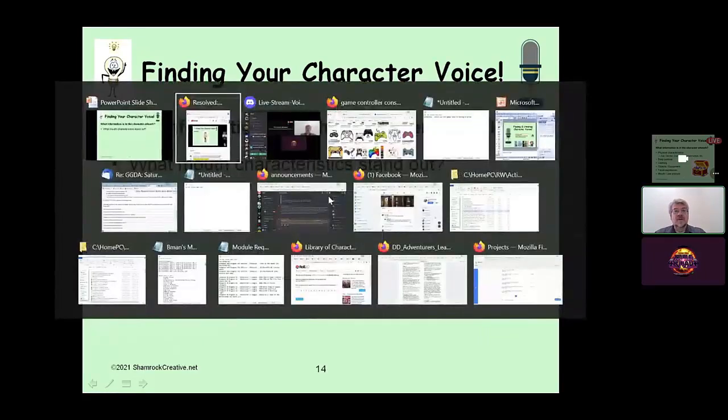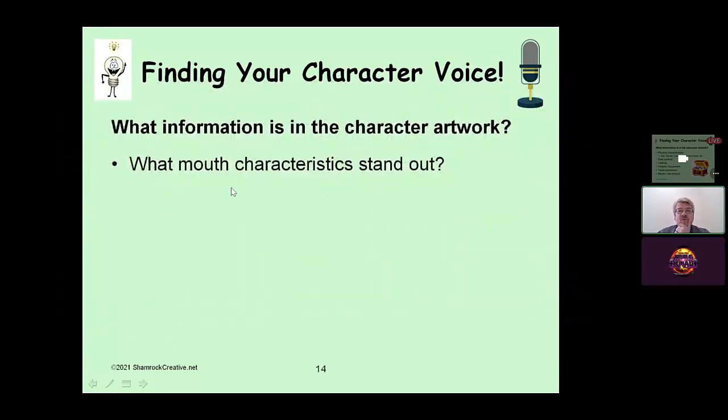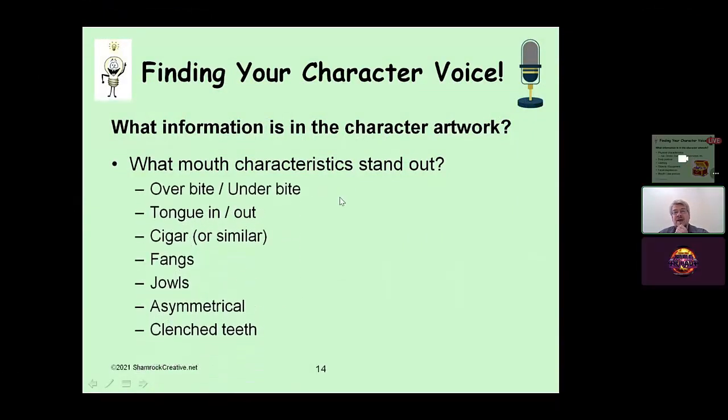So another thing to think about is what is the character's mouth like? Do they have an underbite, overbite? All the things you see on the screen, what's their tongue doing? Do they have fangs? Perhaps they have a bite. Is their mouth asymmetrical? Famously, Sean Connery is that way. He talks from the side of his mouth like that. Drew Barrymore, also asymmetrical often. Maybe their teeth are clenched.